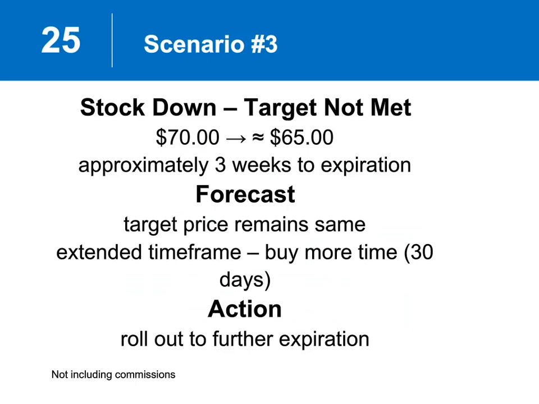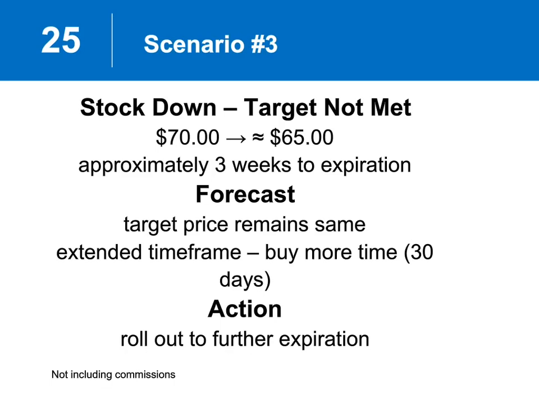Let's go to number 3. Stock down again. So we've been pretty good in our forecast. This time, not quite as aggressive to the downside. The stock's declined from 70 to 65. We started with 90 days. We've got 3 weeks to expiration, so we're getting fairly close. Our target price, which was 60 from the outset, remains the same, but with only 3 weeks to expiration, we're nervous, and we want to buy some time.